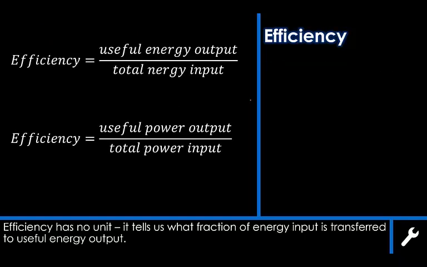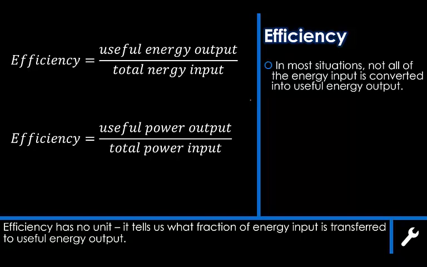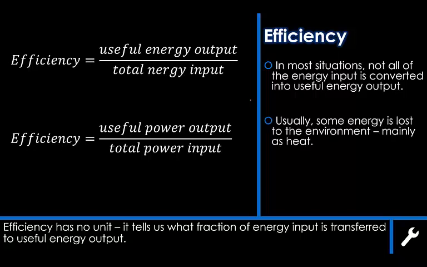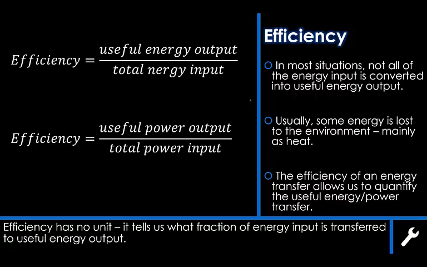Okay, the final concept in this topic is efficiency. And efficiency is just a way of accounting for the fact that some energy is lost. So not all of the energy that we put in do we get out as useful energy. So the efficiency of an energy transfer allows us to quantify how much useful energy we get out for every joule of energy we put in. So we just take the ratio of useful energy output and we divide it by the total energy that we put in.